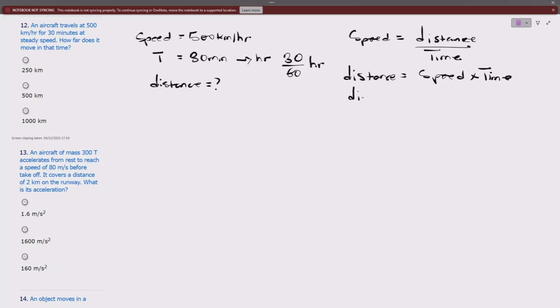So distance, we are going to get 500 kilometers per hour times 30 over 60. You can reduce this to 1 over 2, which equals 500 times 1 over 2. That is going to give you 250 kilometers. That is the right answer.